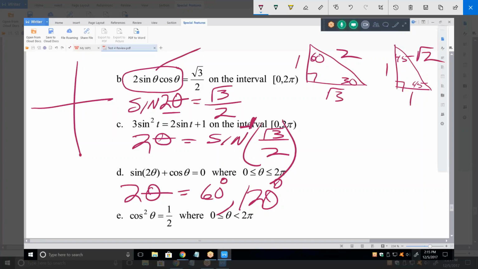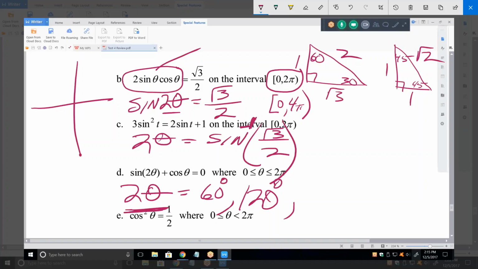Okay. Now we get to a difficult concept. They told us to look where theta was from 0 to 2 pi. So where's 2 theta? From 0 to 4 pi. So you have to find all the answers from 0 to 4 pi for 2 theta. We're solving for 2 theta. We're not solving for theta yet, which means we have to get all of the answers out to 4 pi.